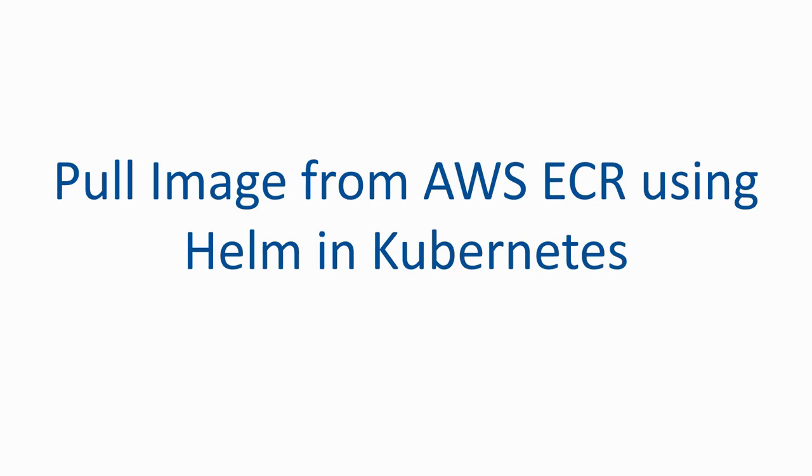Today we are going to learn how to pull an image from AWS ECR using Helm in Kubernetes. So first, what's AWS ECR? AWS ECR is nothing but Amazon Elastic Container Registry, which is a fully managed container registry service provided by Amazon Web Service. This is where we can store, manage and deploy Docker container images.